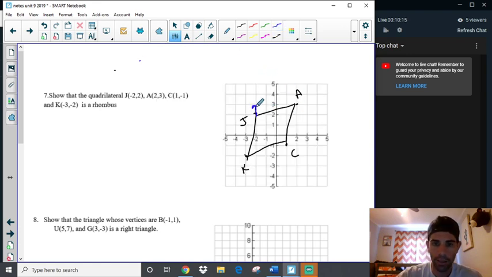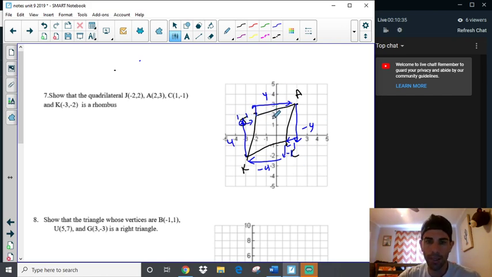So if I'm going to count here, it'd be up 1, 1, 2, 3, and 4. Okay, 1 and 4. Here I would be going down 4 and left 1. Here it'd be down 1 and left 4. Here would be up 4 and right 1. If you notice, all of the numbers are generally the same, except the signs are a little bit different. So let's now write all that out.